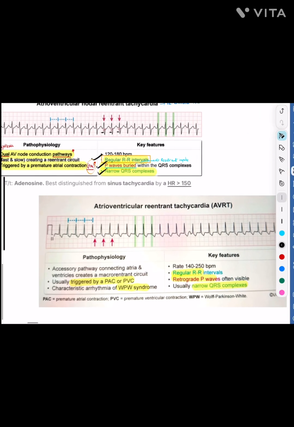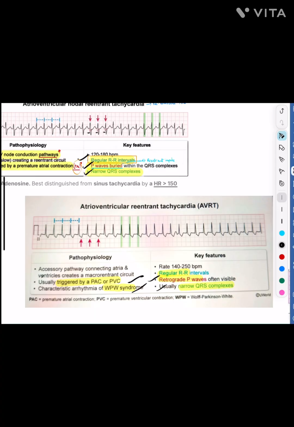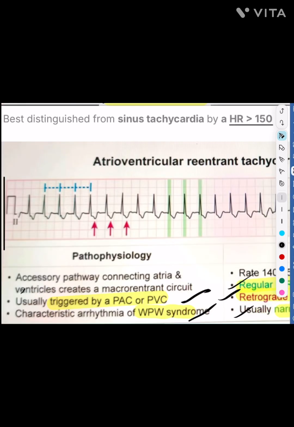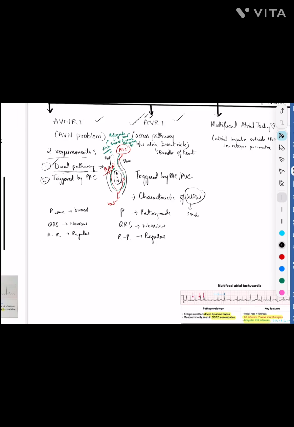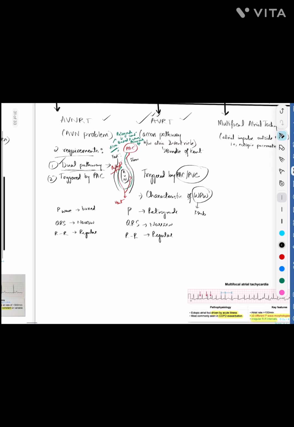In AVNRT we have discussed it is usually triggered by PAC or PVC. AVRT is a characteristic arrhythmia of WPW syndrome, with retrograde P wave, narrow QRS, regular RR interval. These are the retrograde P waves. So these are the things you should remember about the AVNRT and AVRT. We'll discuss about the PAC and PVC in a bit, and about the management of these AVNRT and AVRT.